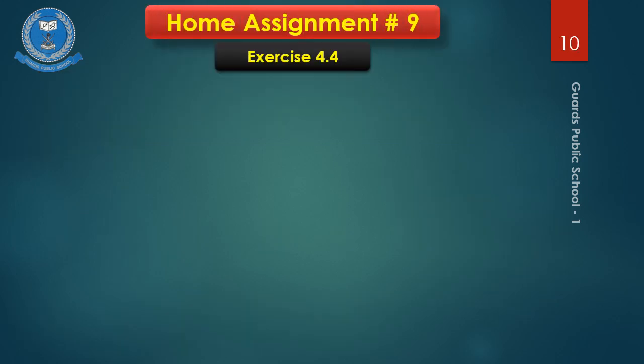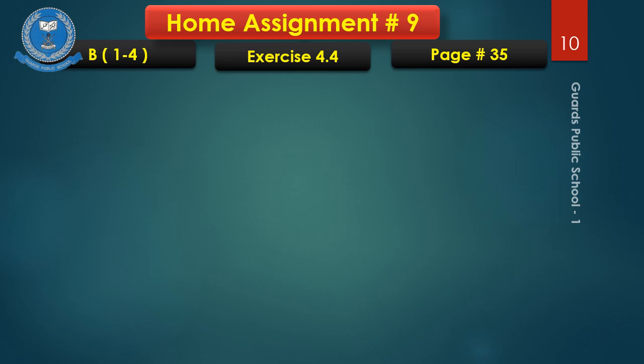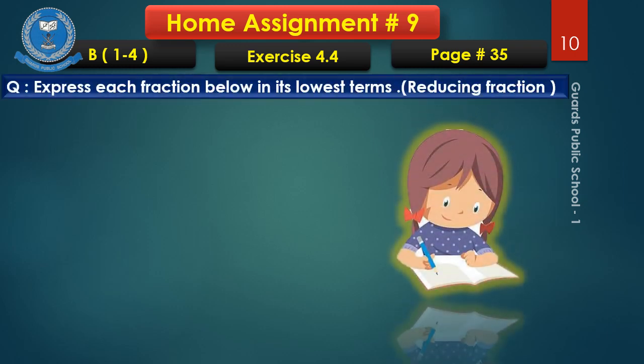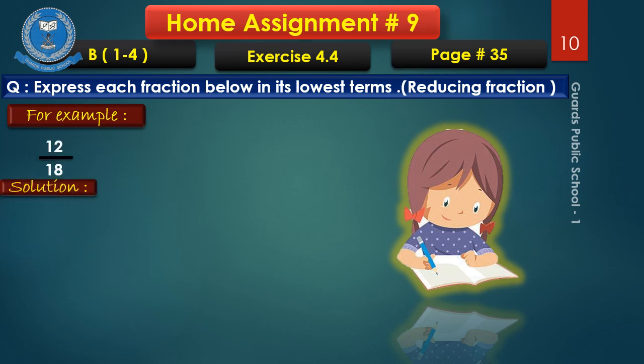Exercise 4.4, parts you have to do is B 1 till 4 and the page number is 35. The question is given, express each fraction below in its lowest terms. As I have explained you earlier that it is also called reducing fraction. Let's do an example. 12 upon 18.